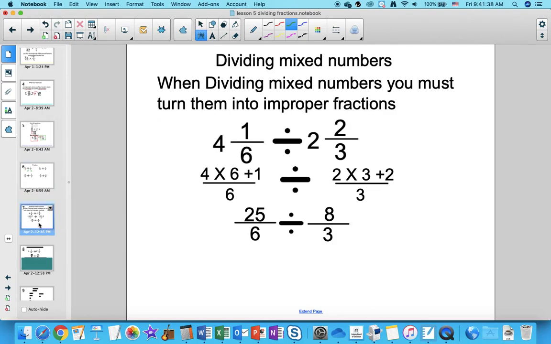Dividing mixed numbers. When you divide by mixed numbers, it's not that much different. You just have to turn them into improper fractions. Basically, it's an extra step. In our previous lesson, I showed you how to turn mixed numbers into improper fractions: take the denominator, multiply it by the whole number, and add it to the top. 6 times 4 plus 1 is 25. 3 times 2 plus 2 is 8. Now I have 25 over 6 divided by 3 over 8.